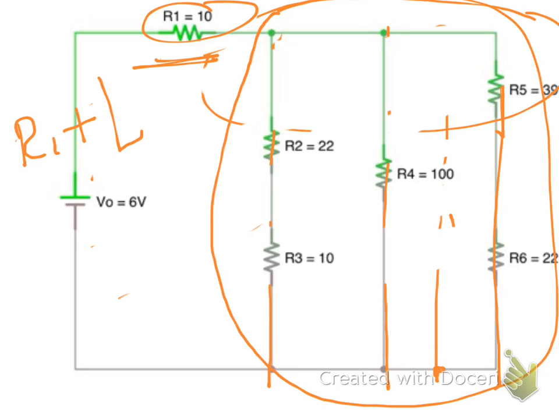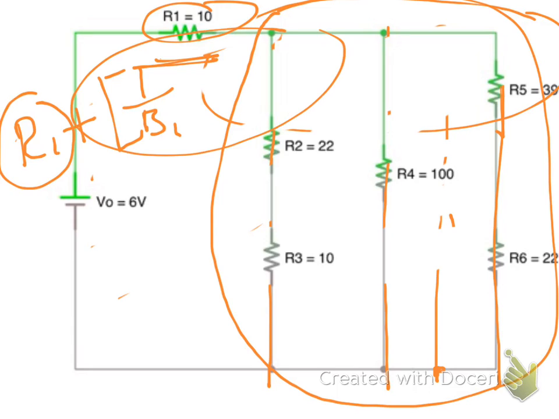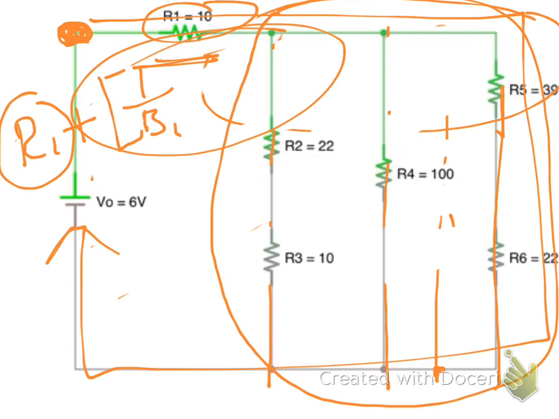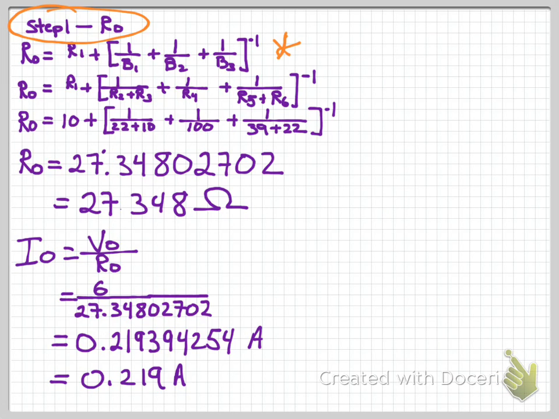plus 1 over branch 1 and so on. And that's because R1 is in series with the resistance of this parallel section. Because if I go from this point all the way around, I'm going to drop off 6 volts. And because I'm dropping off 6 volts, some of it's going to be dropped off at R1, the rest of it's going to be dropped off in the parallel branch. So that's what's happening in this section here.